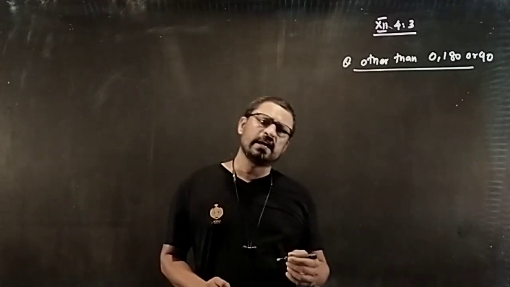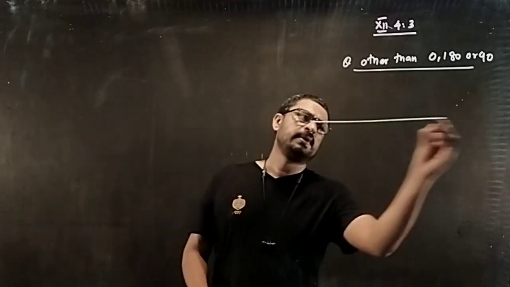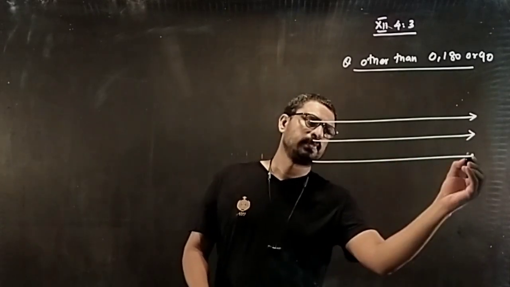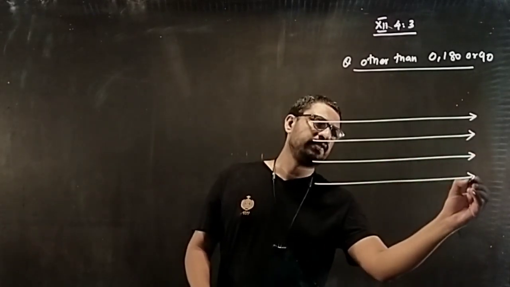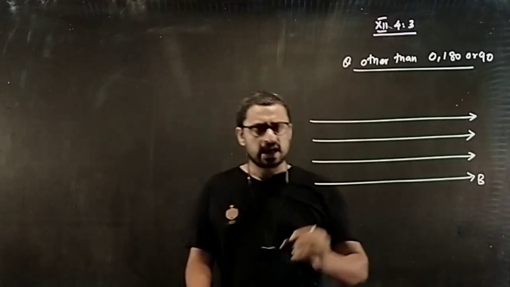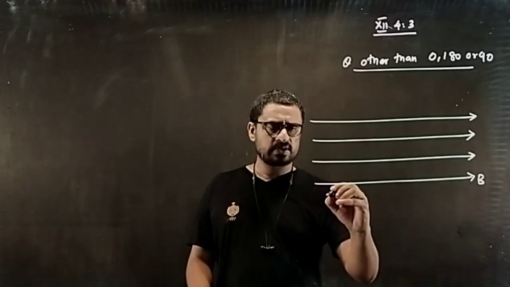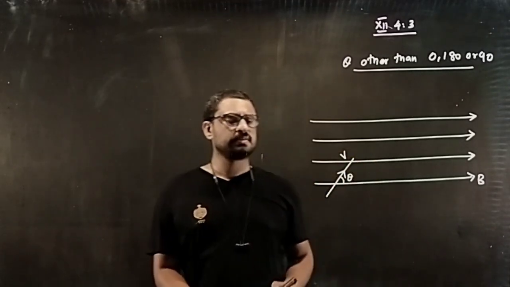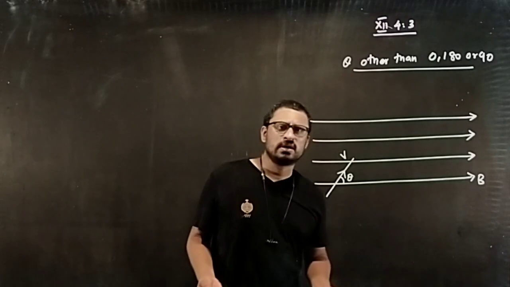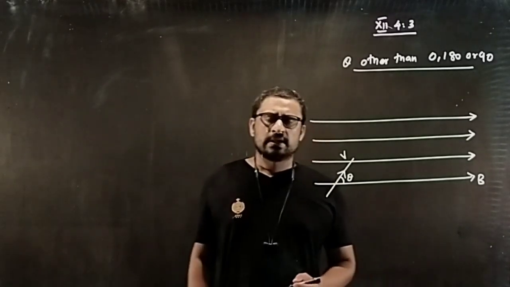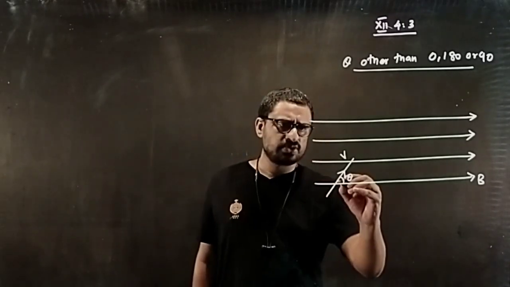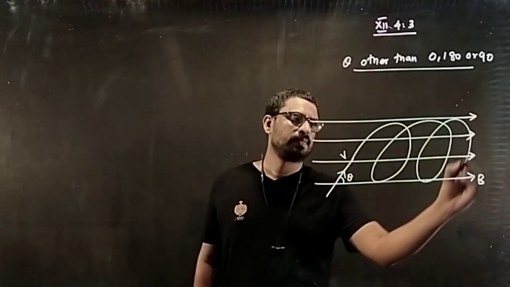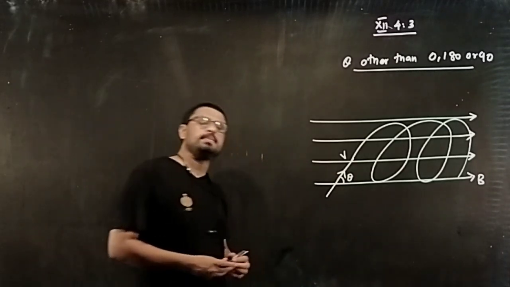Now what happens with any other angles? Just like this. Say this is a region of magnetic field and a charged particle is entering with a velocity v making an angle theta with the field. It's not 0, 180 or 90. Ready? The result is it will follow a helical path.